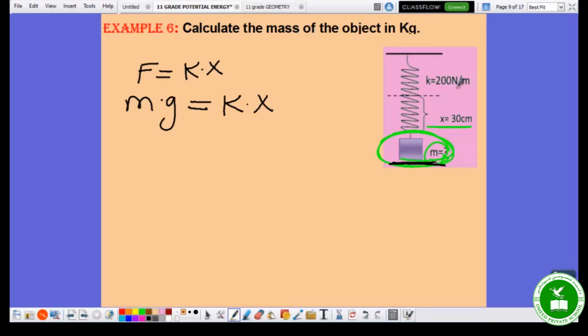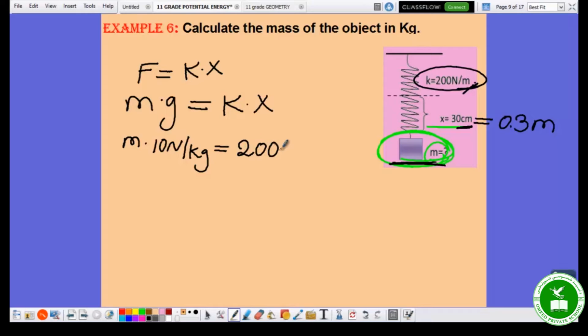You see, K is given here and X is given here. It is equal to how much? 0.3 meters. You see here it is centimeter, we should convert into meter because here the unit is Newton per meter. Everything should be in SI system. Now mass we do not know. G, you know, 10 Newton per kg, equal to K, here it is given 200 Newton per meter. X is given 0.3 meters.